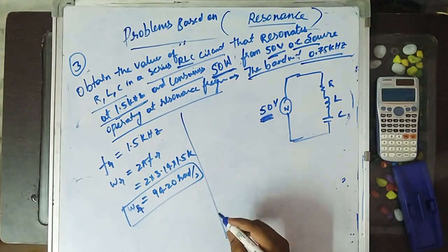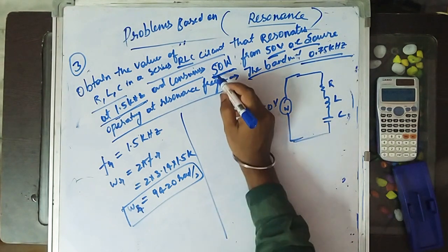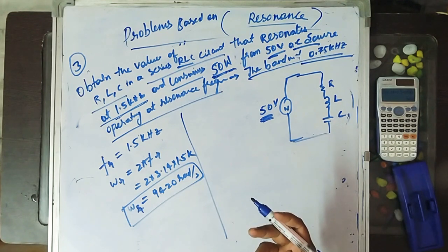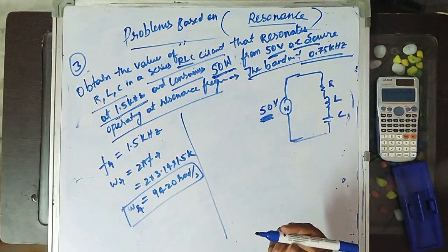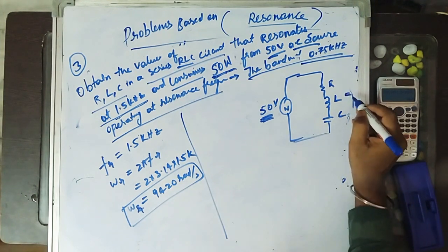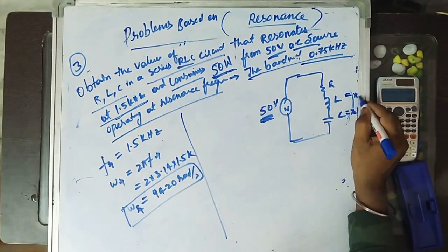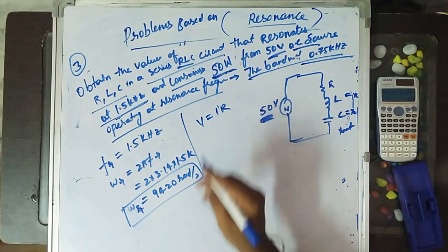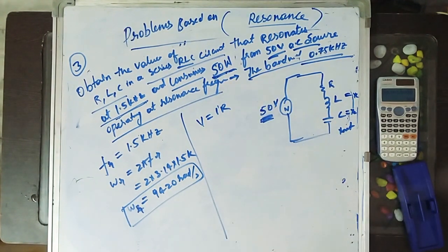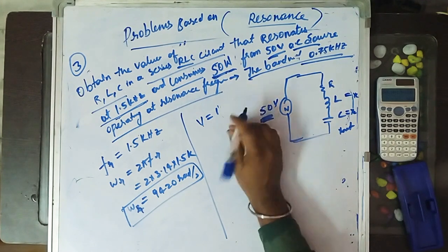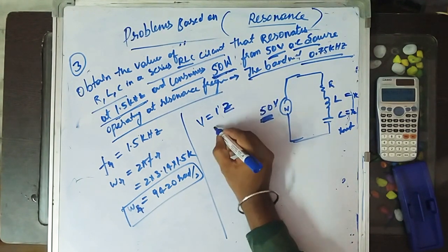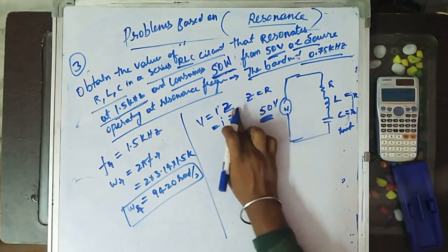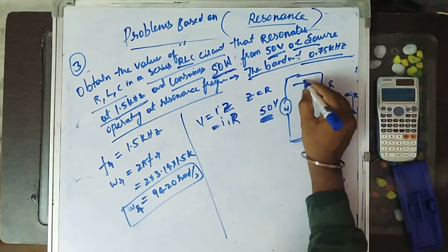So my point is, if they are giving 50 watts power, what is the use of giving power here? If they give the power consumed, you can find the resistance. Why? Because at resonance the reactance is 0. So XL and XC cancel, and the net reactance becomes 0. So we have V equal to IR, or V equal to IZ, which means Z equal to R at resonance.